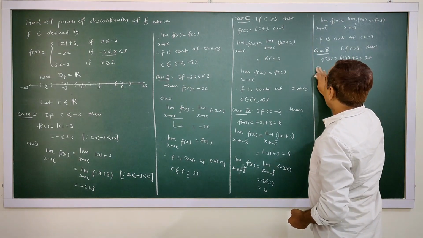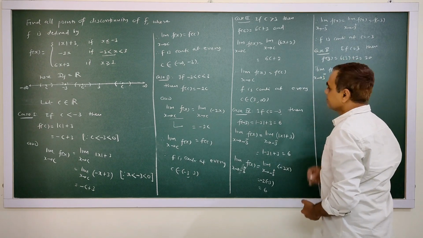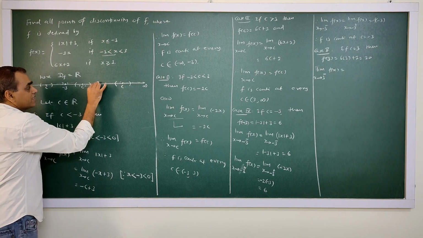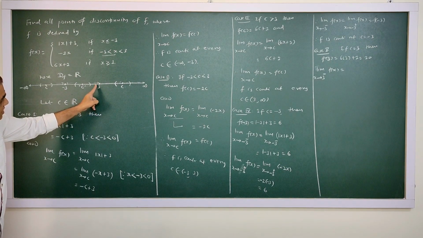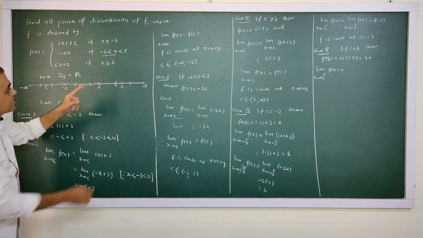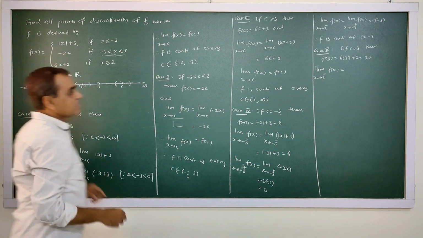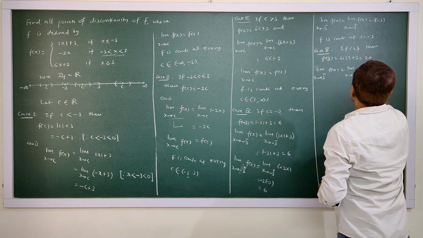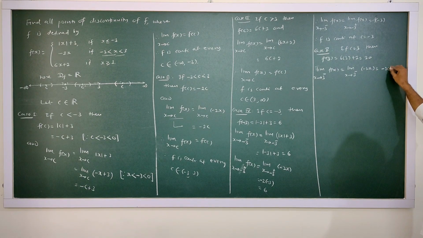Then limit of f(x), x tends to 3 from left side. Now x tends to 3 from left side, so x will be less than 3. So here x less than 3, so f(x) is minus 2x. So here we keep minus 2x, and putting here 3, minus 2 into 3, that is minus 6.